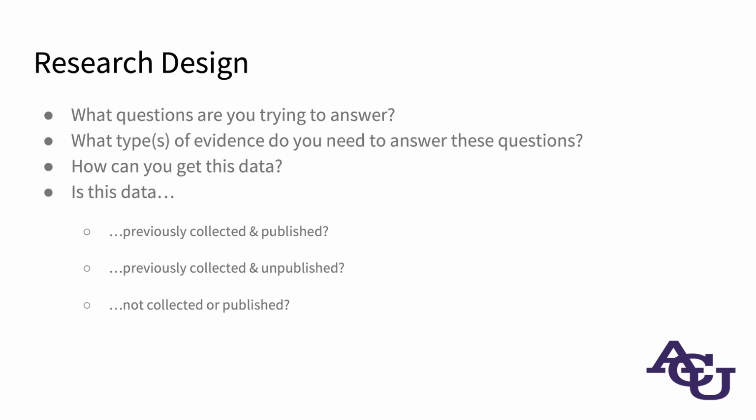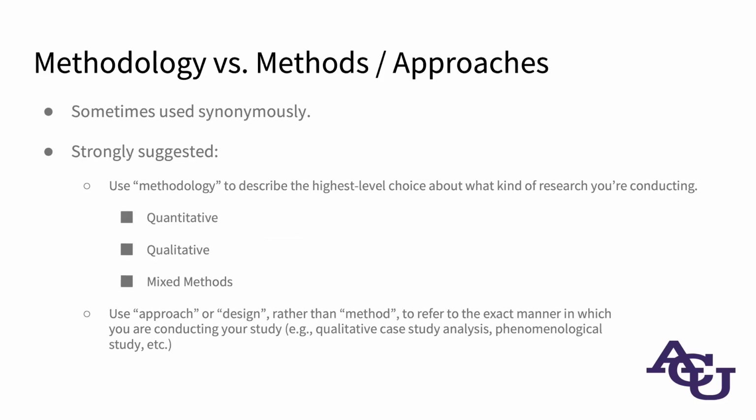Now, with the research design, what you select is going to depend in no small part on what questions you're trying to answer and what types of evidence you need to answer these questions. Is this data that's been collected already? Is it something that you're going to go out and get anew? Is this something that's been published, that is out there, collected, but not published? Or are we going to have to extract this directly from the sources, as it were, by asking people or making observations or something like that?